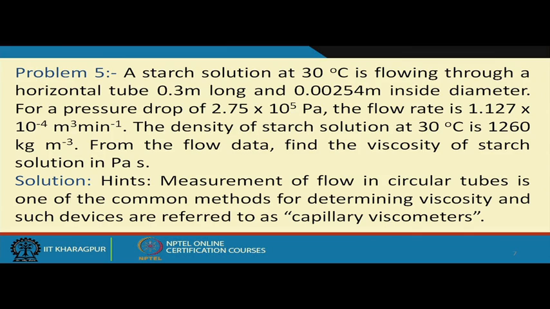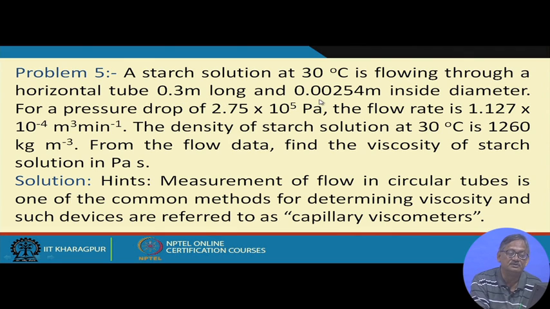So, this way we can determine a relation. Okay. Then let us also solve another problem quickly, so that we are accustomed with this: a starch solution at 30 degree centigrade is flowing through a horizontal tube 0.3 meter long and 0.00254 meter inside diameter.